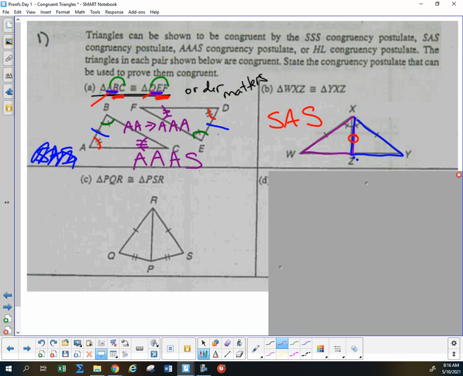Couple more of these and we'll go on to a full-blown proof. Okay, this one's probably going to be kind of easy for you after that last one. So they want to show PQR, that's this one over here on the left, and they want that to be congruent to PSR, so that's this one on the right. They have marked these sides and these sides.